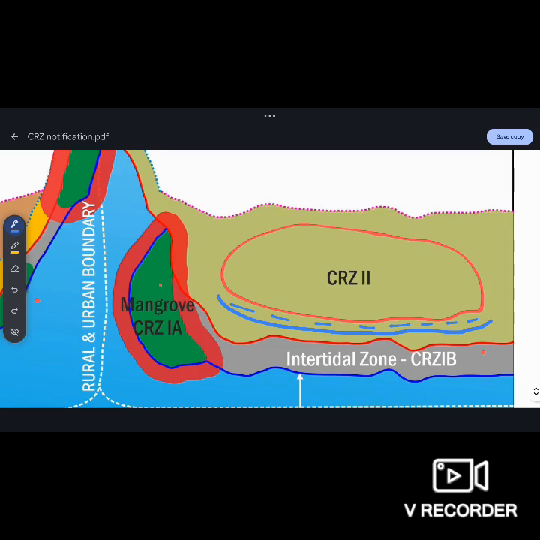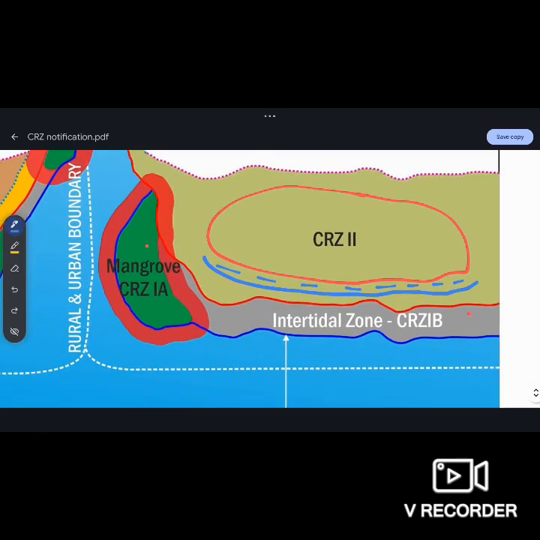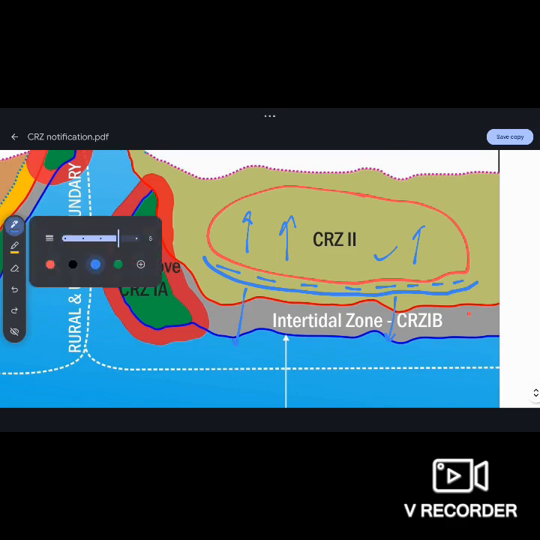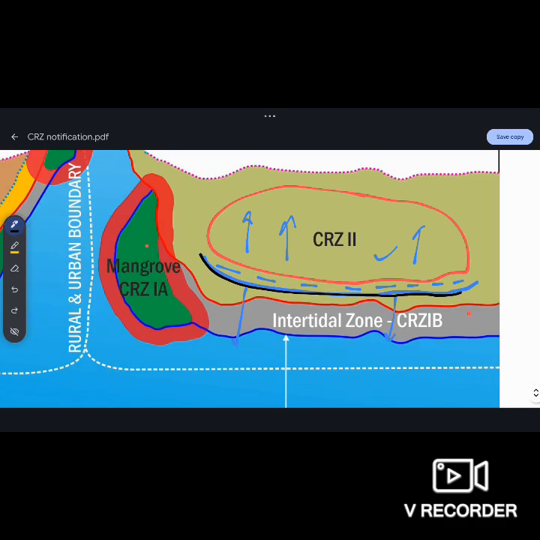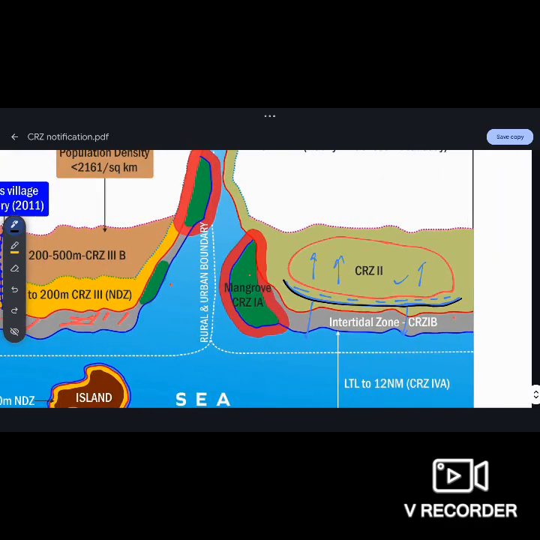The rule under this notification is that no development shall be allowed on the seaward side of this coastal road. You can develop and approve new projects on the landward side, but the government will not approve any new projects towards the seaward side of this coastal road. So this road will basically act like a boundary for non-development, right?